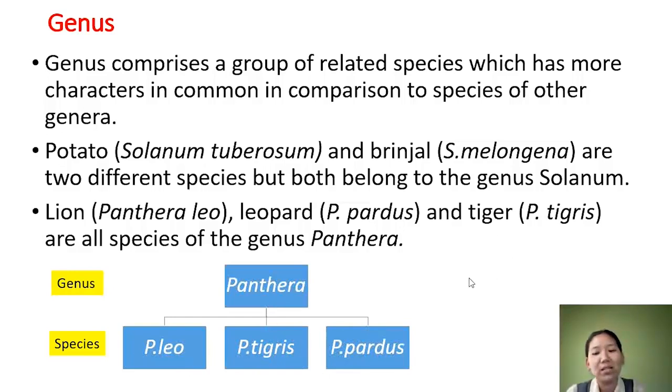We have another genus, like Felis catus. The cat belongs to Felis, another genus, while lion, tiger, and leopard belong to the same genus. Likewise, in the case of plants, we have brinjal and potato. Even though they are two different species, they belong to the same genus, that is Solanum.